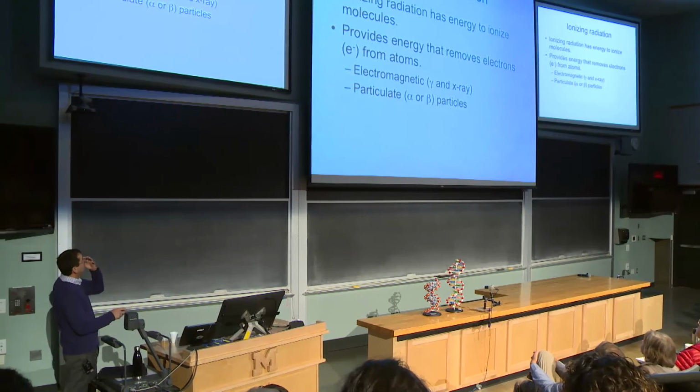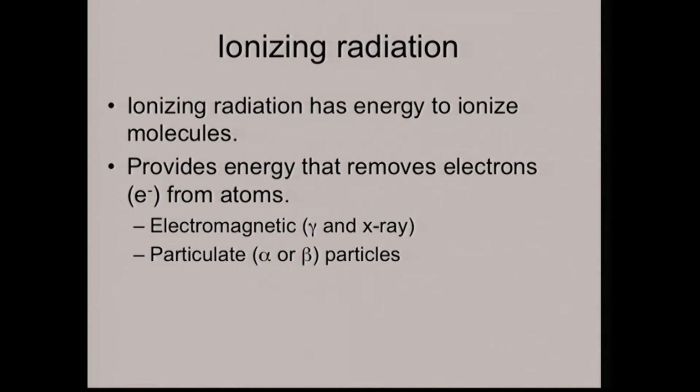So ionizing radiation, in general terms, has enough energy to ionize a molecule. Basically, that means it has energy that can remove an electron from an atom. And there are two basic types of this. There's electromagnetic, which comes in the form of gamma rays and X-rays. And then there's particulate, which comes in the form of alpha and beta particles.